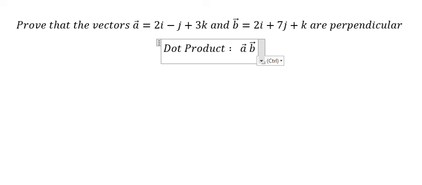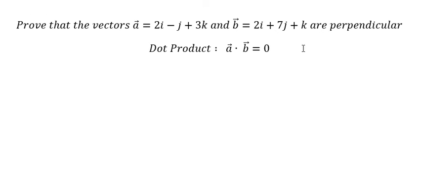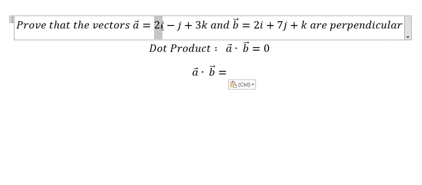So we need to know that if we want to prove vector A and vector B are perpendicular, the dot product equals 0. So we need to know that this is about the coefficient of vector A and the coefficient of vector B. They will multiply each other in here.